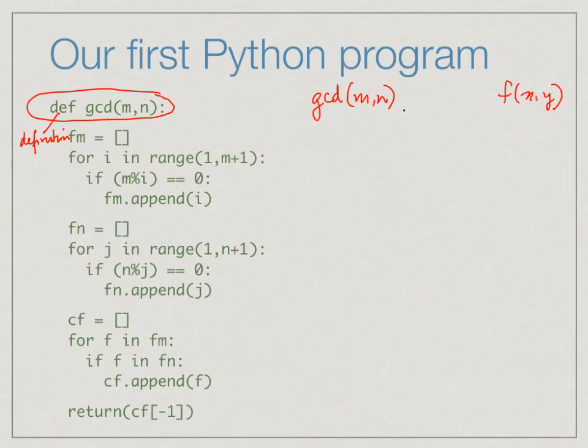So now the first step is to compute the list of factors of m. In Python, we write a list using square brackets. So a list is written as x, y, z, and so on. So the empty list is just an open square bracket and a close square bracket. So we start off with an empty list of factors. So this equality means assign a value.